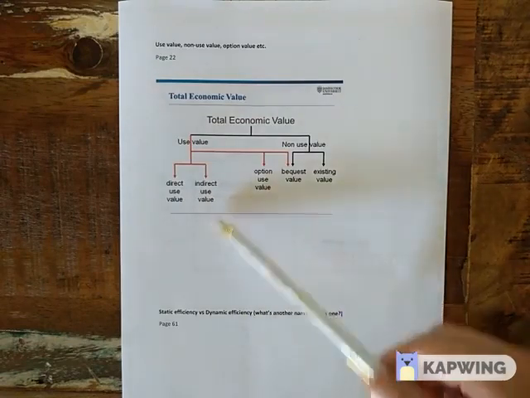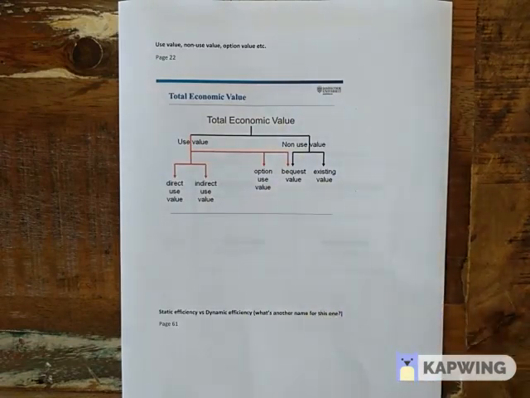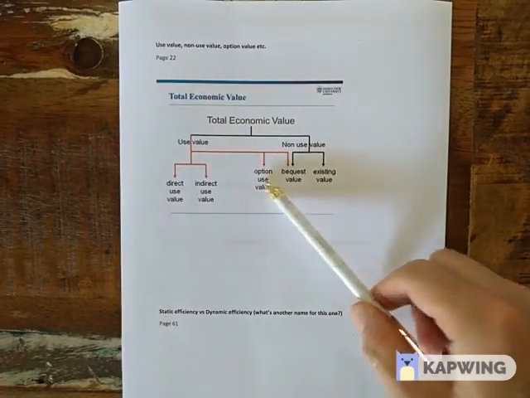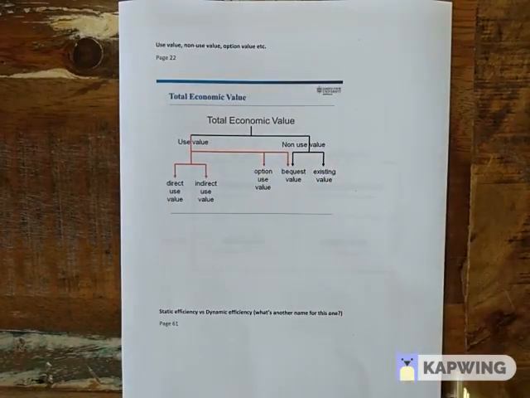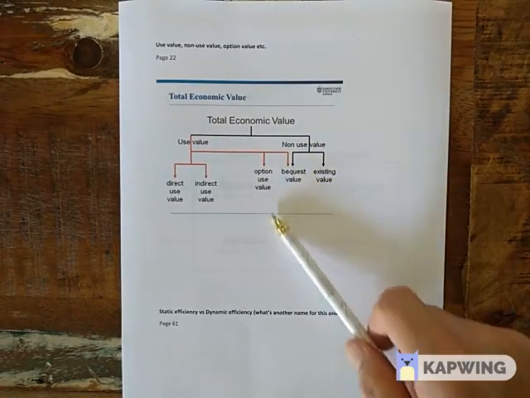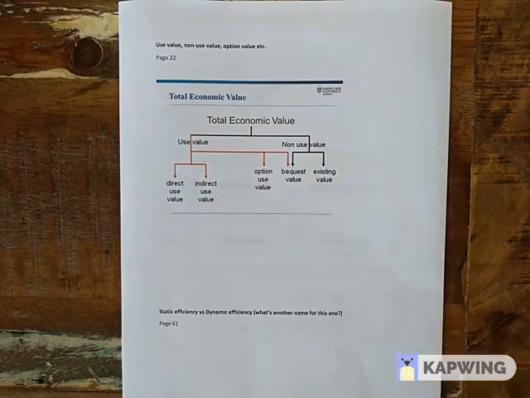Indirect use. This is me who doesn't bother going walking, but the birds in my yard breed and live in the forest at the end of the street. The closer we get to non-use, the more non-use it is like. So let's look at option use. Nothing's happening, but you have the option for some sort of a use there. And that has value in itself.